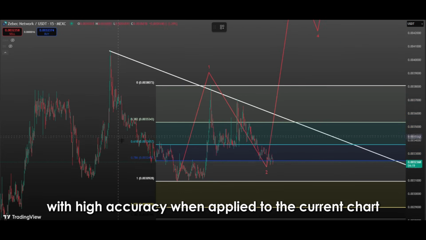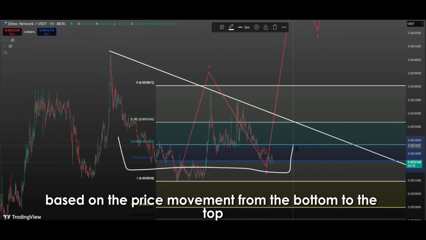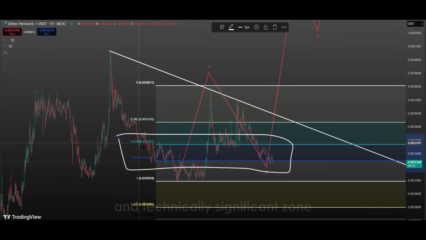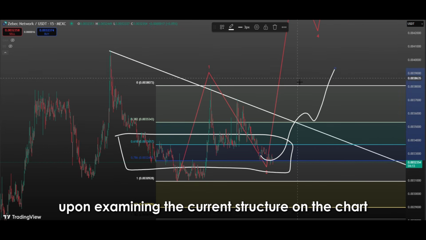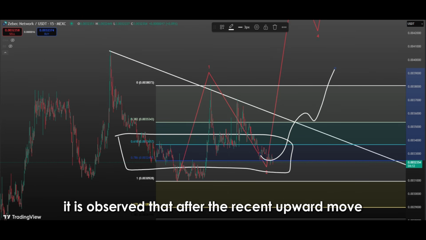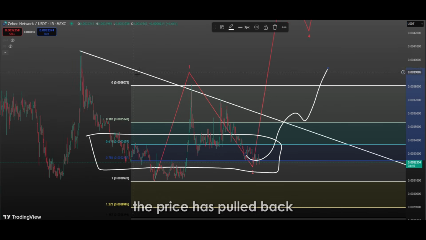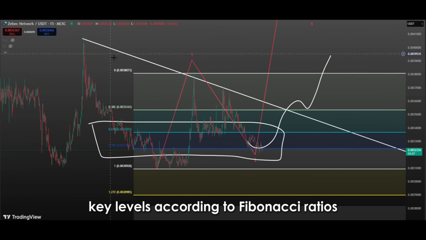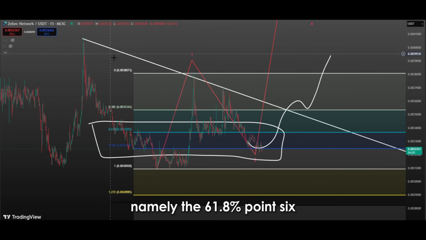When applied to the current chart, based on the price movement from the bottom to the top, it becomes evident that the price has reached a very critical and technically significant zone. Upon examining the current structure on the chart, it is observed that after the recent upward move, the price has pulled back, and this correction has reached the two most closely watched key levels according to Fibonacci ratios, namely the 61.8%, 0.618, and 78.6%, 0.786 retracement levels.